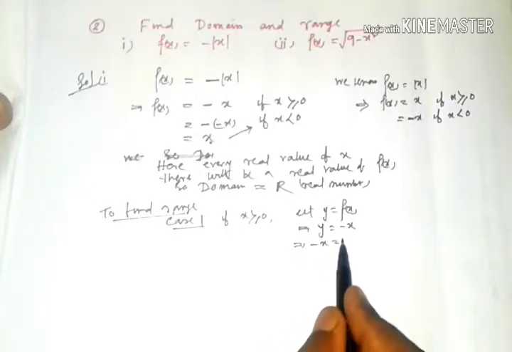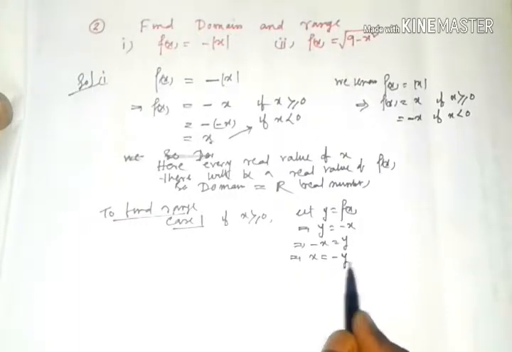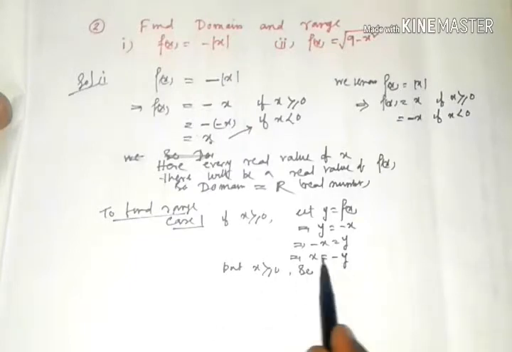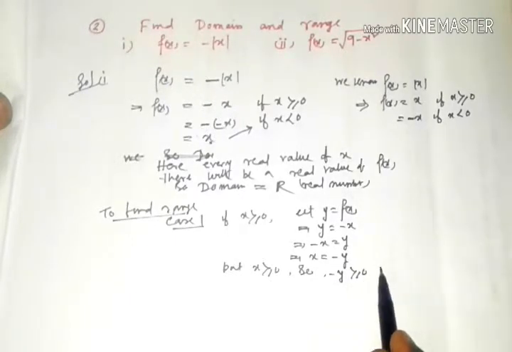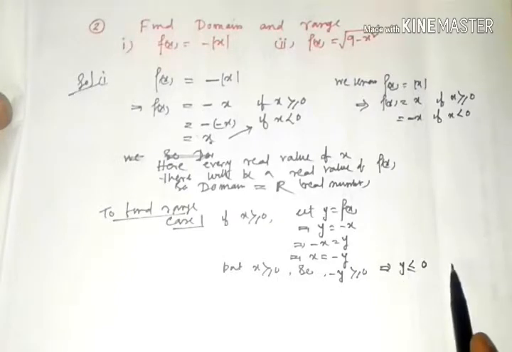So minus x is equal to y. This implies x is equal to minus y. But x is greater than or equal to 0, so minus y is also greater than or equal to 0. This implies y is less than or equal to 0. It is the property of inequality: if minus y is greater than or equal to 0, then y is less than or equal to 0. We write this as number 1.